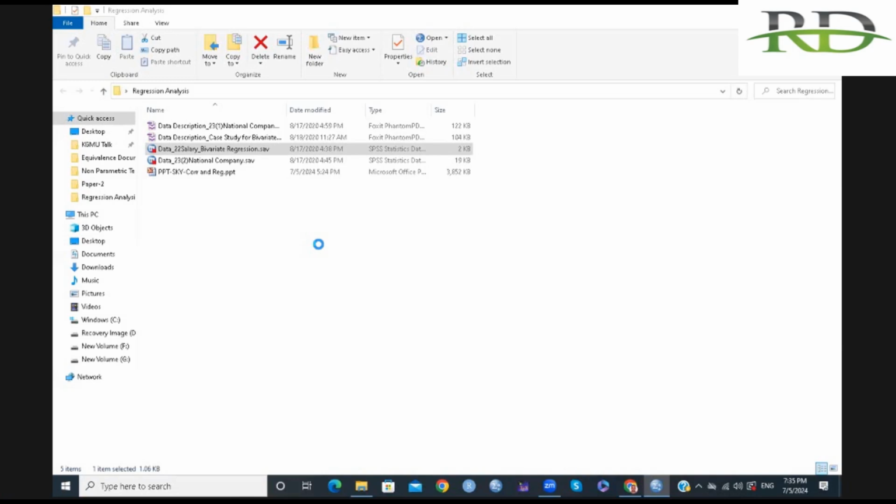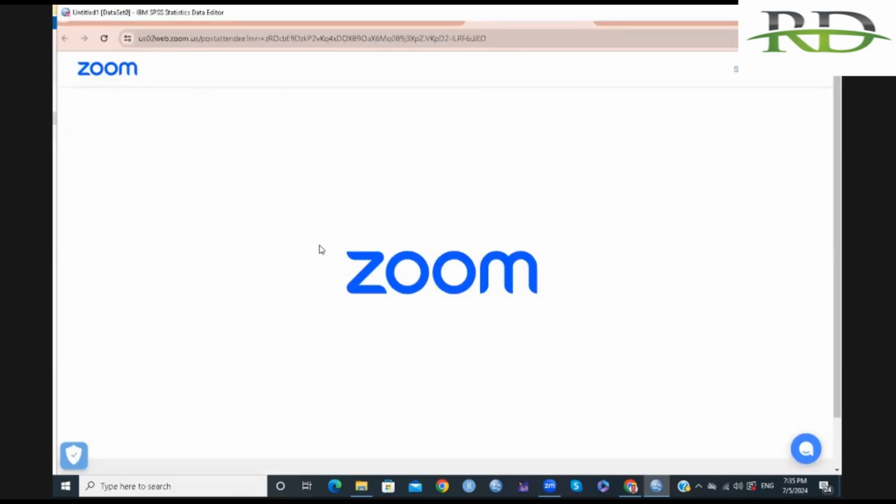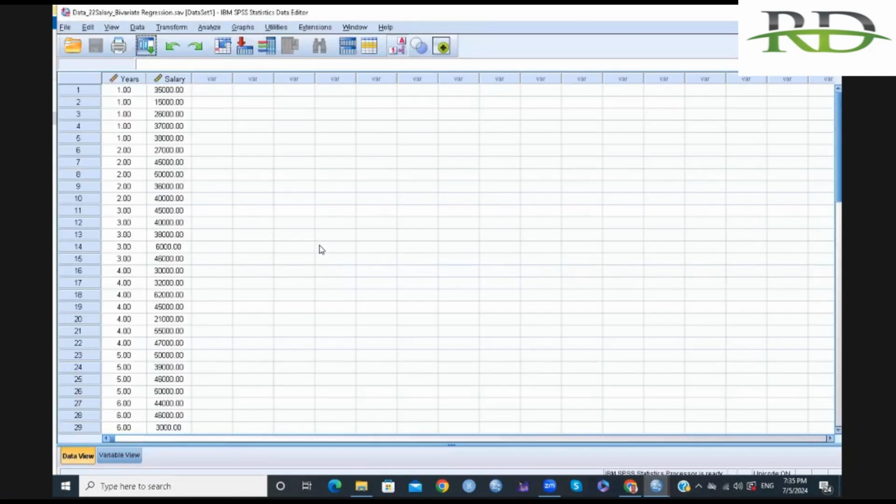Yes, sir. So R is the multiple correlation coefficient here, and R square is the square of that, known as the coefficient of determination. It tells how well the model is fitted to the data. The nearer it is to one, the better the model is a good fit to the data. It is close to 1.